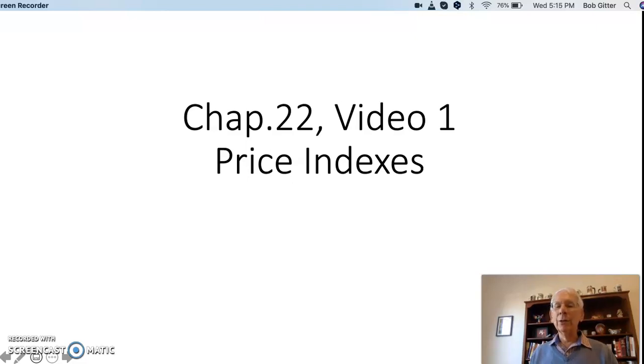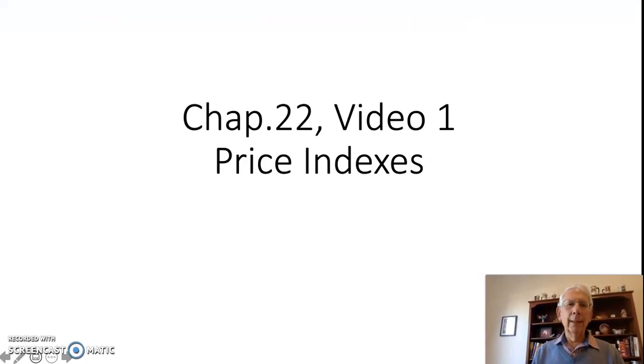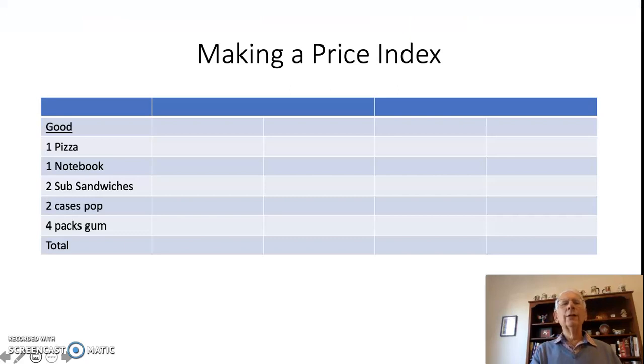So today we're going to start looking at price indexes. A price index is where we take a representative group of goods. We might do a survey, and we might say to people, okay, in a typical week or a typical month, what do you wind up buying? And maybe the result is that we find out these are what people wind up buying. So pizza, notebooks, submarine sandwiches, pop, soda if you're from the East Coast, and gum.